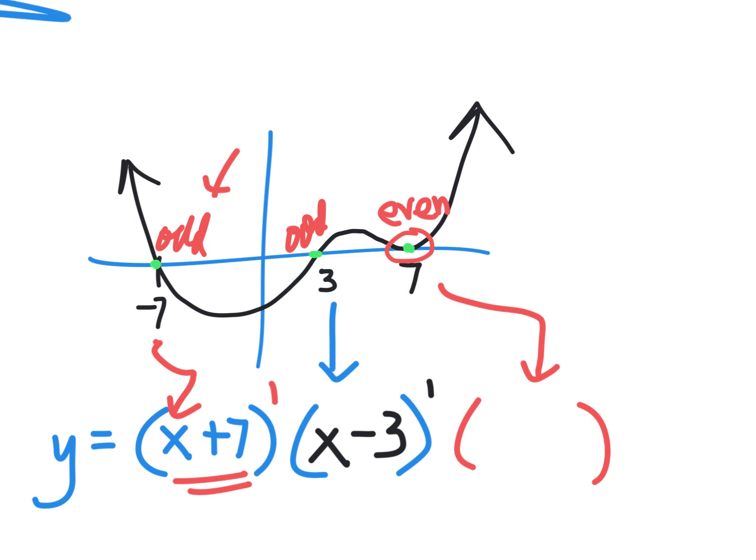Greta, can you tell me what that last one would have to be? X minus 7. And then to a power of? 2. Excellent. And if I asked what the multiplicities were, these are the multiplicities. Fancy name for powers. All right.